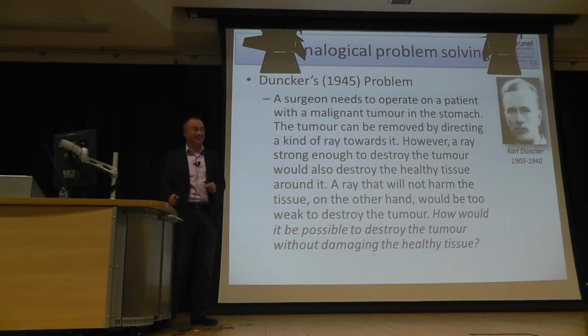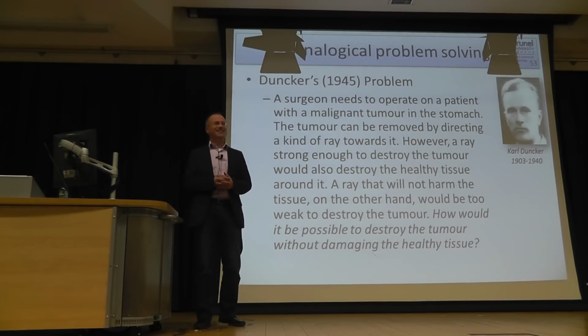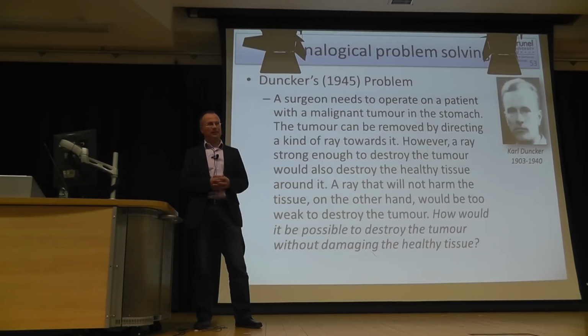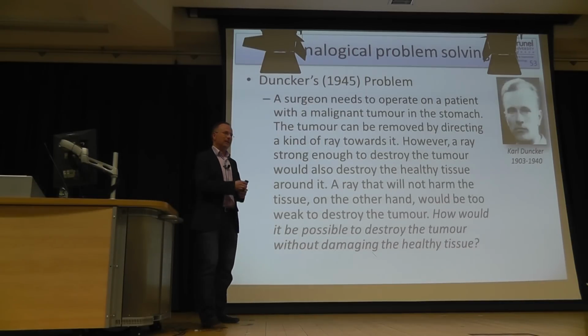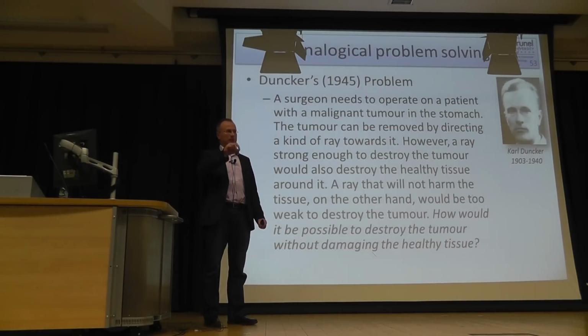I didn't get that, sorry. You just use the strong ray a little bit, so that it just weakens the tumor, and then use the one that doesn't damage the tissue to finish off the tumor. So you would have two rays? No, it's basically only a machine where you could set the strength of the ray. So if it's strong enough to damage the tumor, it will also damage the surrounding tissue, and if you have a soft ray, then it won't damage the tumor.